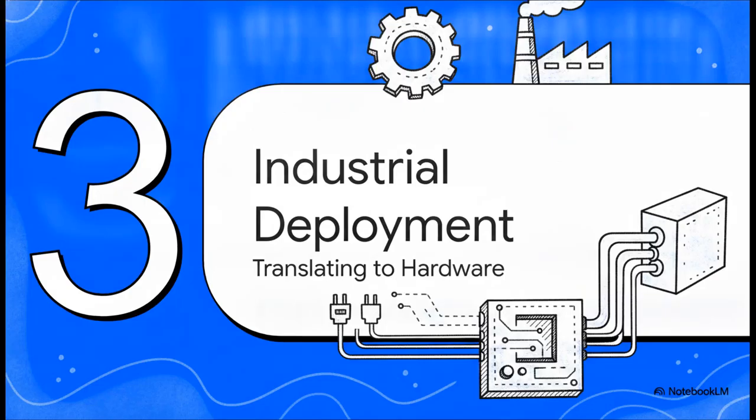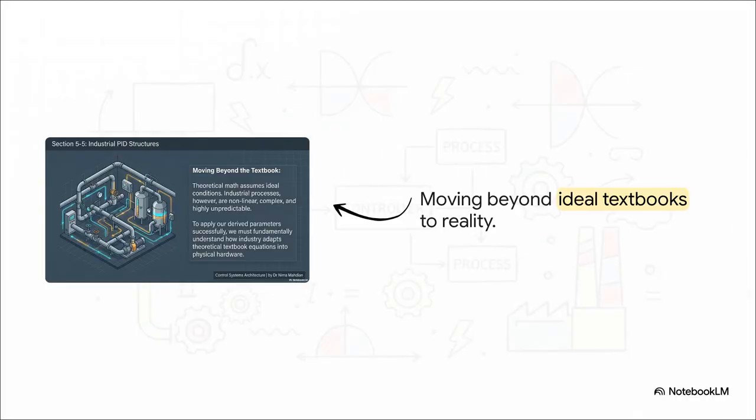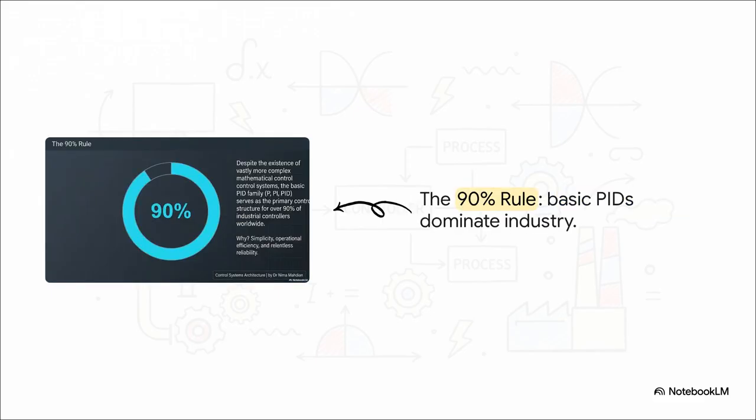Finally, we hit section 3, industrial deployment. Let's move beyond the theoretical tuning and see how this plays out with physical hardware realities. Moving beyond the textbook means facing facts. Theoretical math assumes ideal conditions, but on the factory floor, industrial processes are nonlinear, unpredictable, and highly complex. To actually apply our derived parameters, we need to understand how industry physically adapts these textbook equations inside real control rooms. You absolutely have to understand the 90% rule.